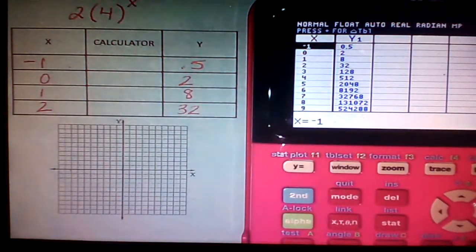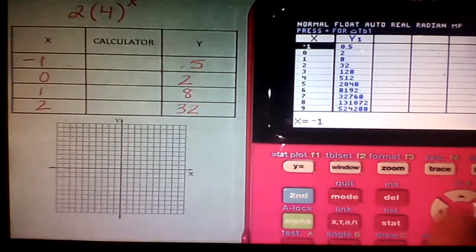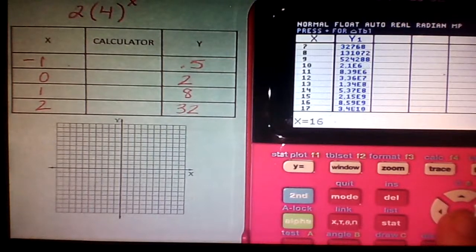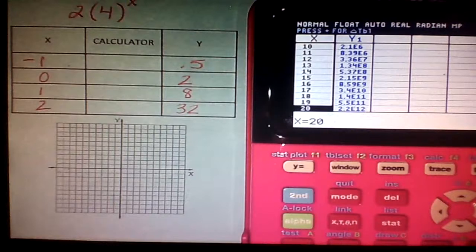Just keep going all the way down forever. This will go down forever and ever. What does E stand for? E stands for your number's way too big and it can't fit, so that's scientific notation, like when you did it in science class.